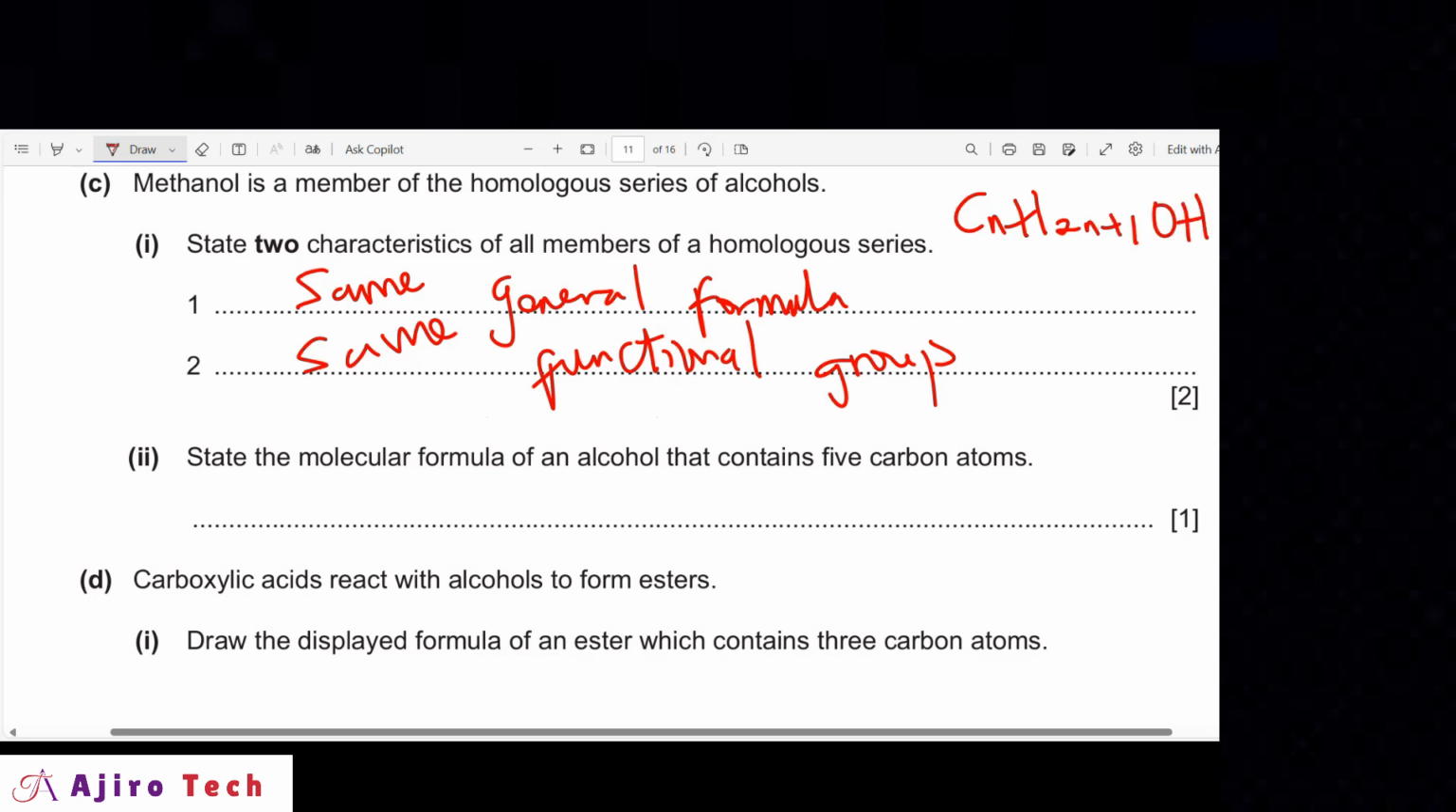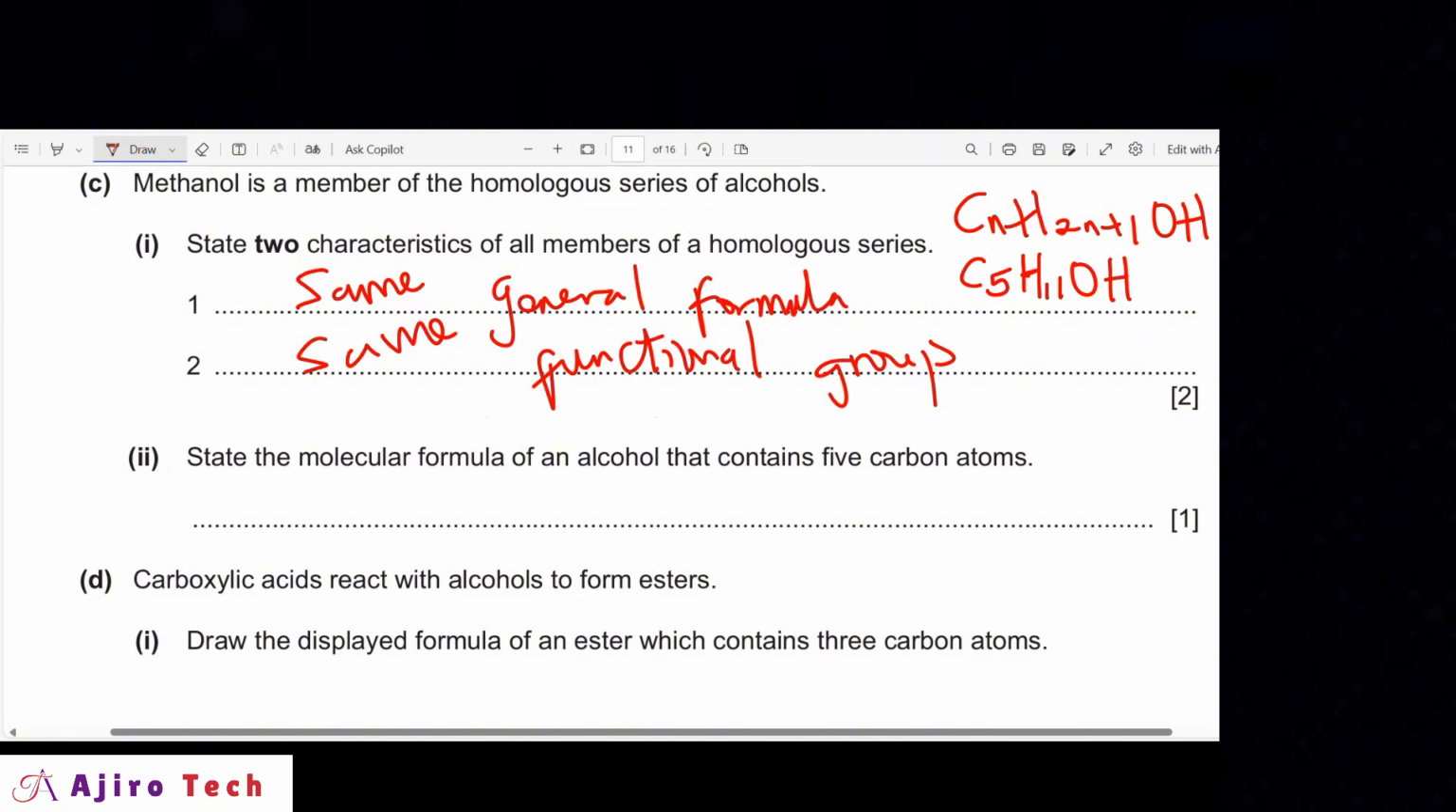All right, so 5, N is 5, so C5, H, 5 times 2, that's 10, plus 1, that's 11, OH. So this is what the formula looks like. But remember what the molecular formula is all about. Molecular formula is talking about the actual number of atoms involved there.